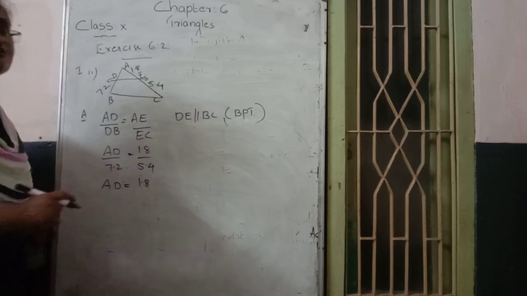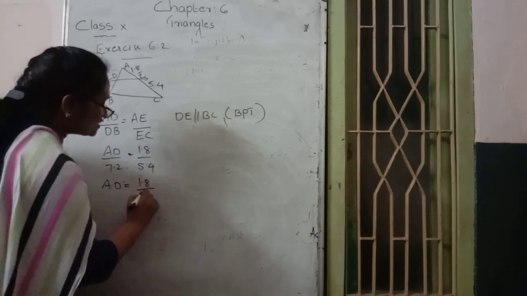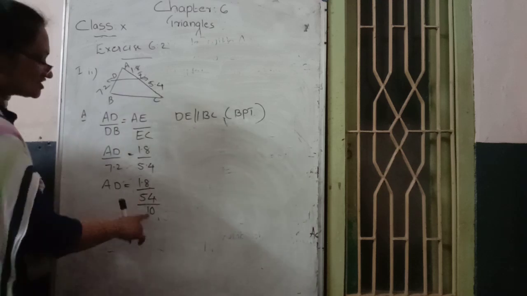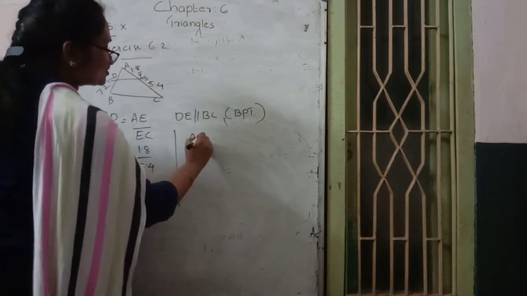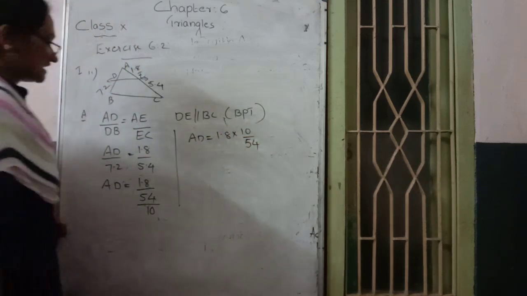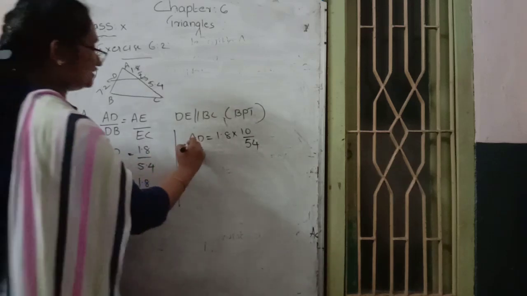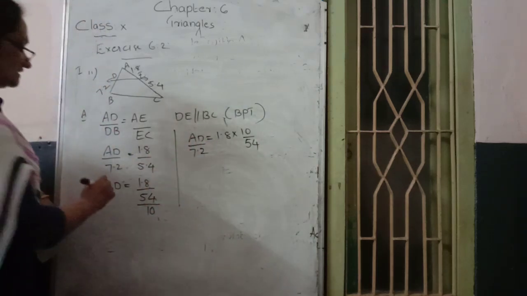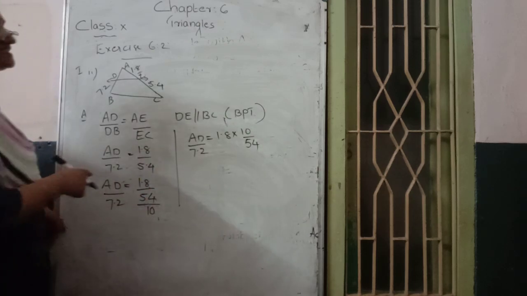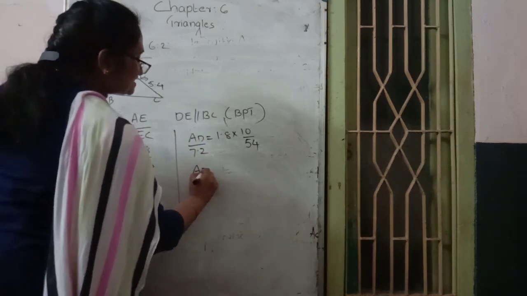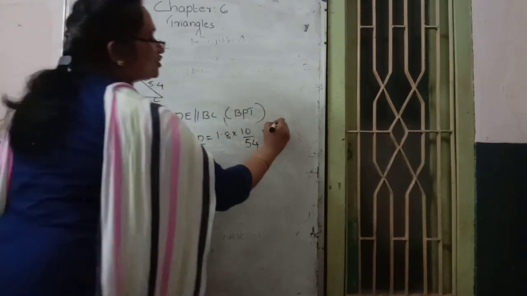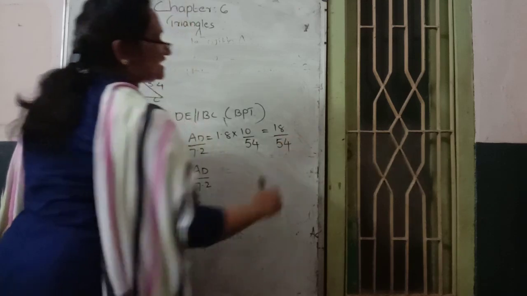Here 1.8 and 5.4 have decimal points. How to remove the decimal point? One place after the decimal point means dividing with 10. So a fractional number, how to write? Reciprocal, take and multiply. So 1.8 into 10 by 54 comes there. Then denominator 7.2 is also there, don't forget that. We are now doing the calculation on the right side part. Any decimal number multiplied with 10, the decimal point is removed. 18 by 54 comes there.